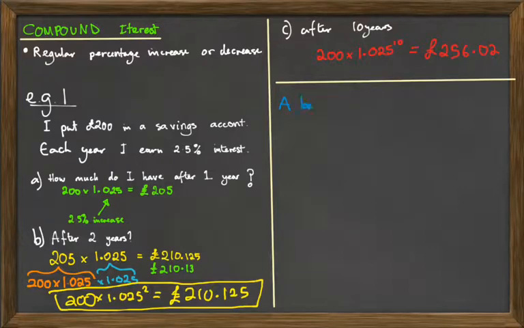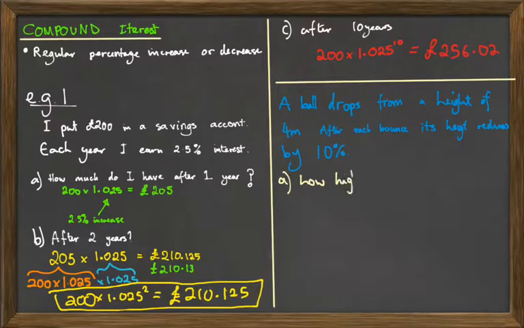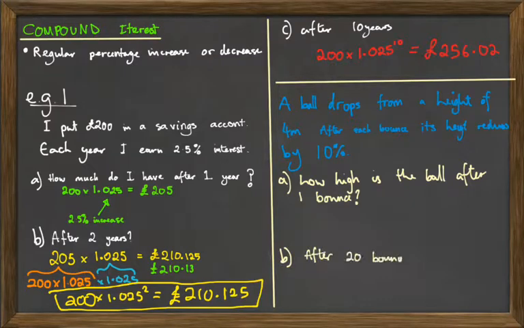Okay, I'll write this question out. You should really pause the video after I've written the question, and try and attempt it yourself. So a ball drops from a height of 4 meters. After each bounce, its height reduces by 10%. Okay? This is the setup. Part A, how high is the ball after 1 bounce? B, how high is the ball after 20 bounces?